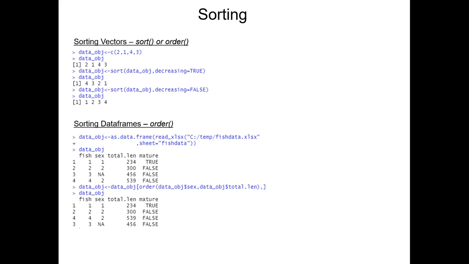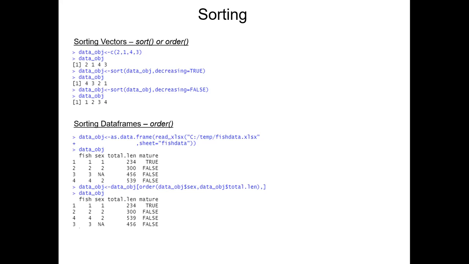One thing I forgot to mention, some of these arguments have default settings. So if you don't need to change those, you don't have to specify anything. So in this case with sort, if I just wanted to sort from the smallest to the largest, I don't have to specify decreasing equals false because that's the default argument.